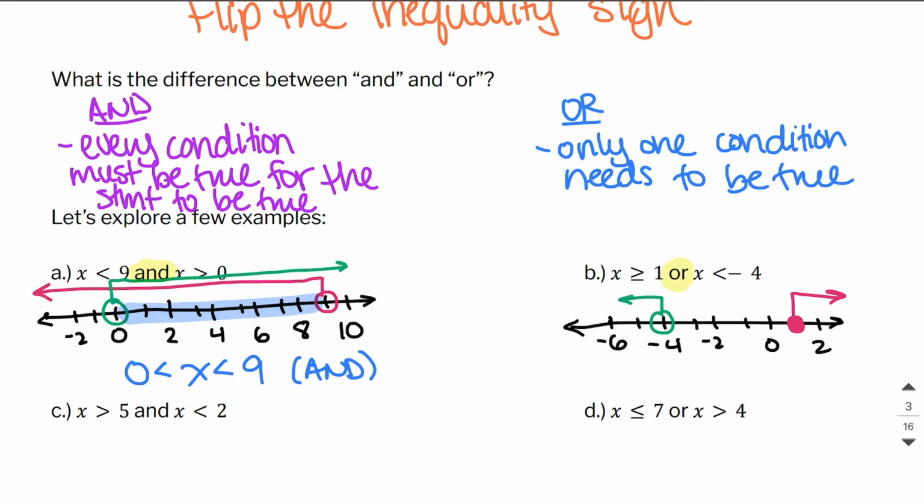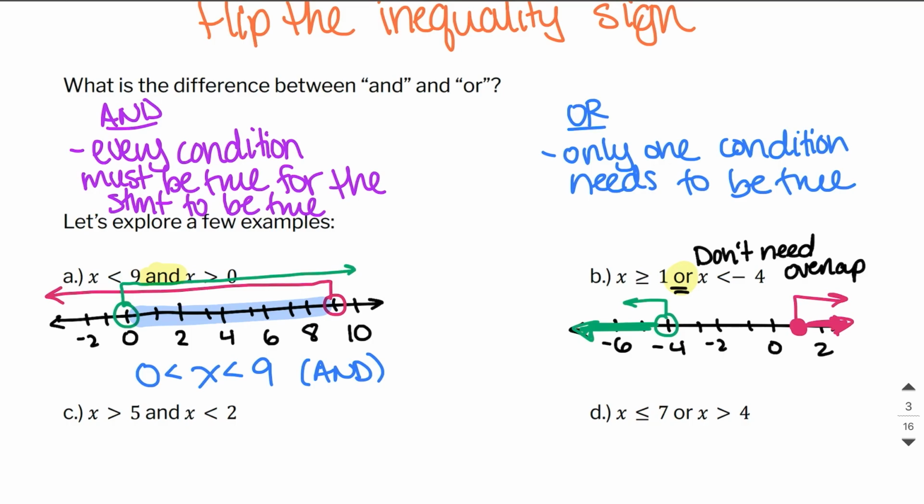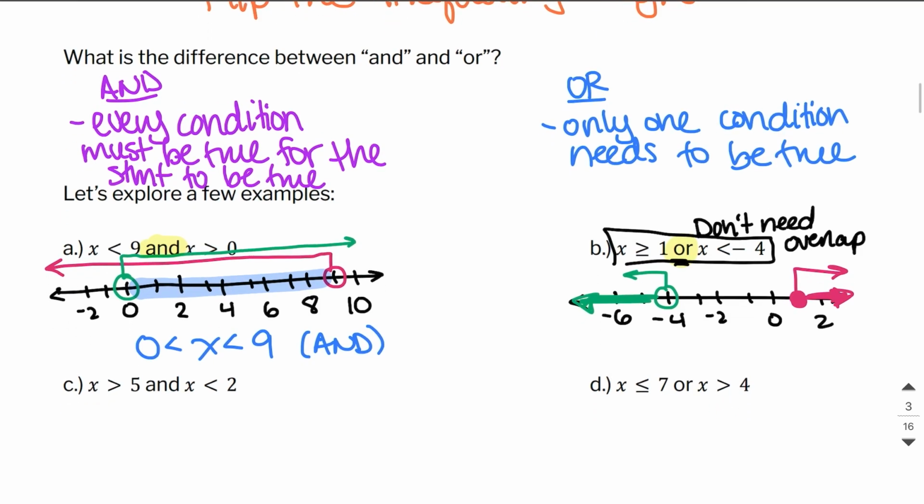But because this is an or statement right here, it doesn't have to satisfy both. So we don't need overlap. Because we don't need overlap, we can just shade in right here like this, and then we would shade in right here like this. Now, because this is an or statement, we cannot put this together as a single inequality. These must be written out as two separate inequalities, okay?